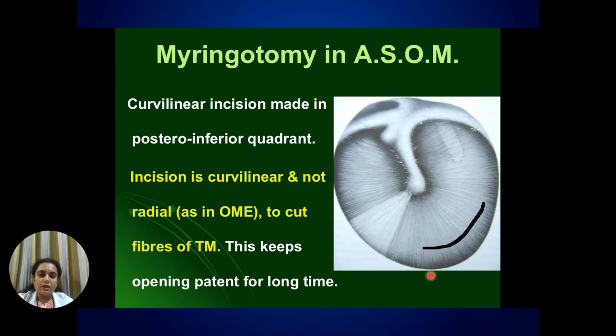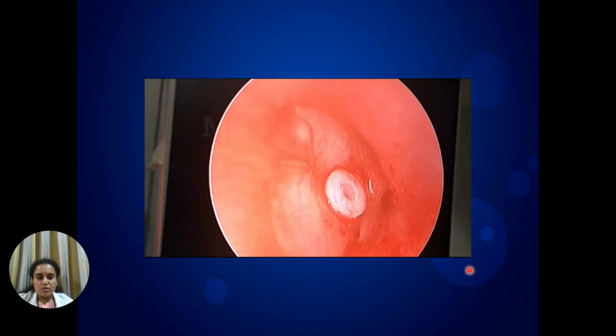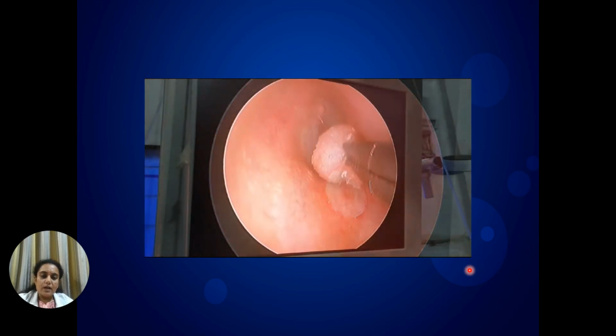So, what do we do in myringotomy? In this procedure, in ASOM, we give a curvilinear incision in the postero-inferior quadrant. The incision should be curvilinear, not radial. Radial means it is like this, exactly radial to the fibers. In curvilinear, we have to cut the fibers. This helps in keeping this opening patent for a longer time so that the fluid can drain. So it is curvilinear incision in ASOM. Small video which is showing this myringotomy procedure.